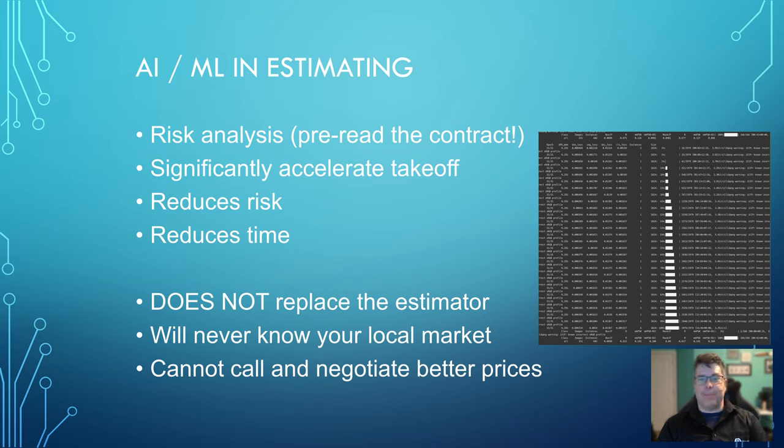He was very angry at me for doing that, and for him wasting hours and hours in the day for that. And so that sort of thing is where AIs have an incredible strength to bring to the table. Things that AI are not: it cannot replace the estimator.